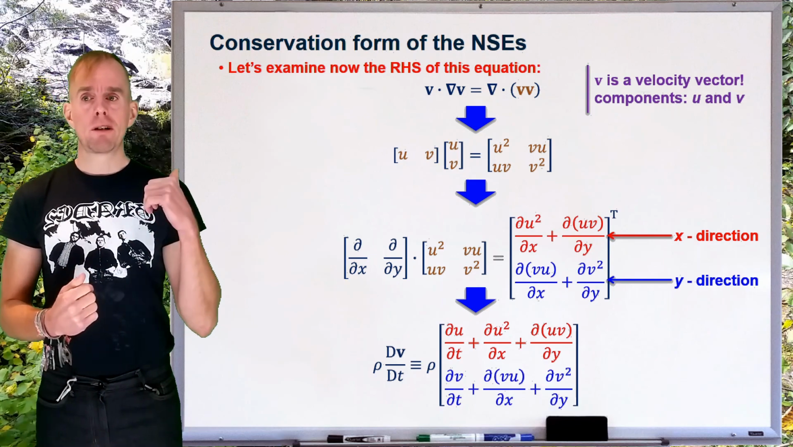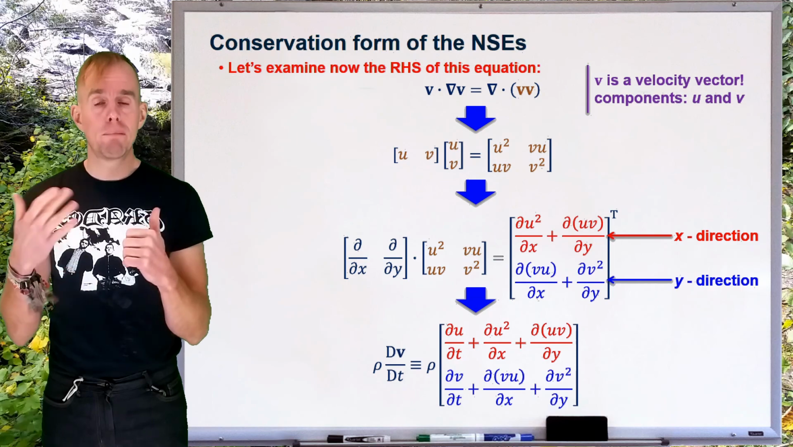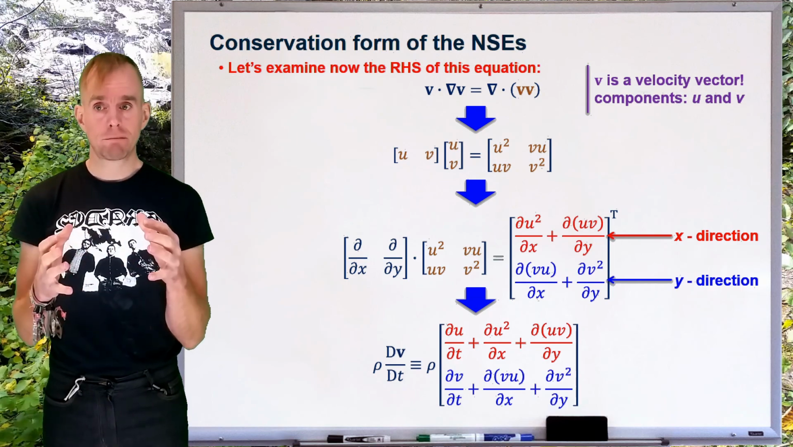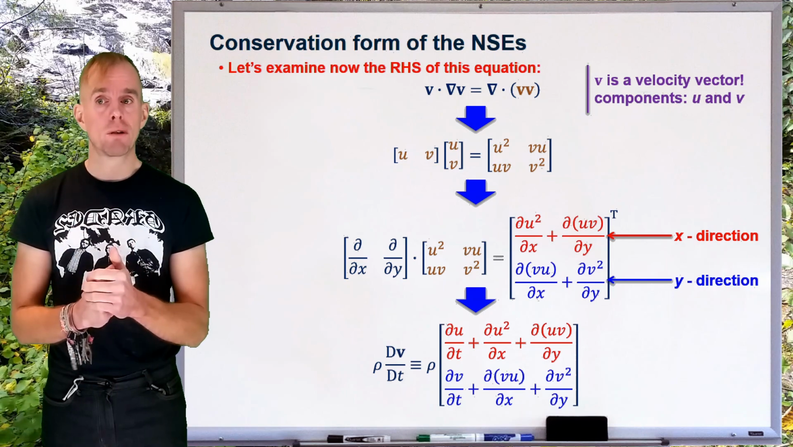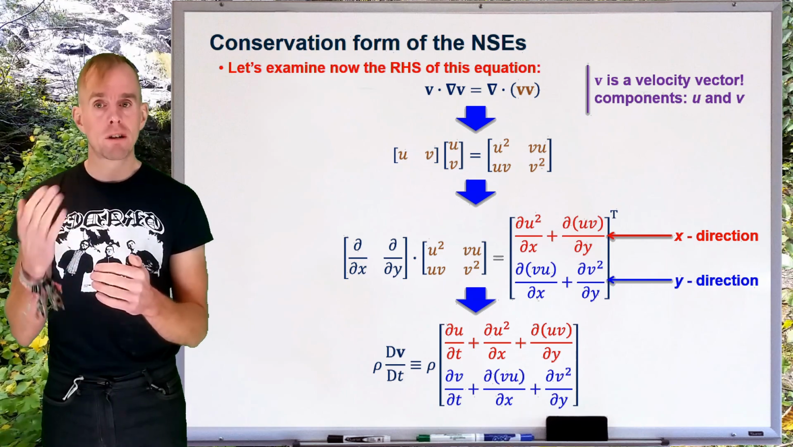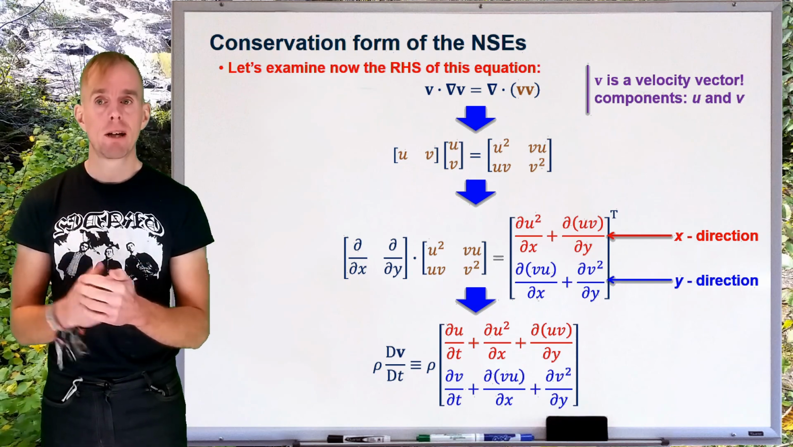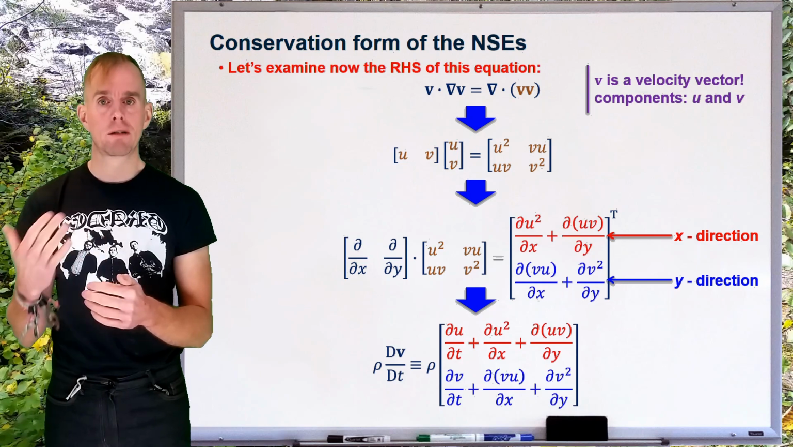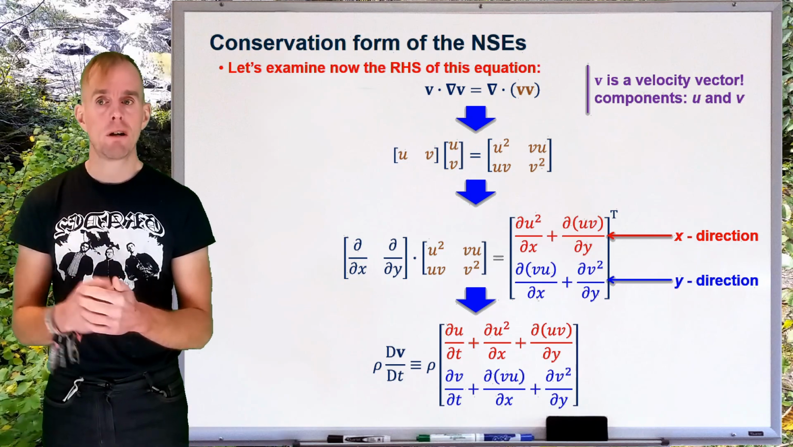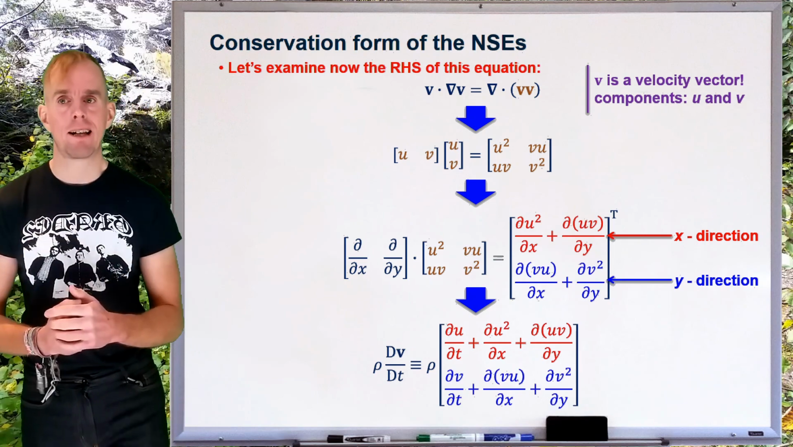So if we look at what the total derivative actually looks like, then we can say that rho big D by big Dt of v is going to be a vector, and in the x direction we've got three additive terms. We've got partial du by partial dt, partial d by dx of u squared, and partial d by dy of uv. In the y direction we've got partial dv by dt, and then partial d by dx of vu, and partial d by dy of v squared. And so these are all easily calculable terms.